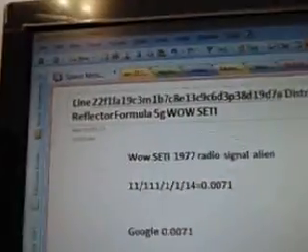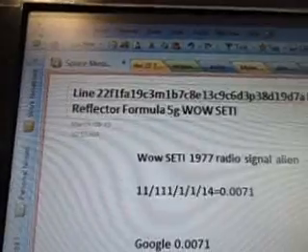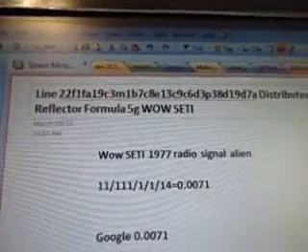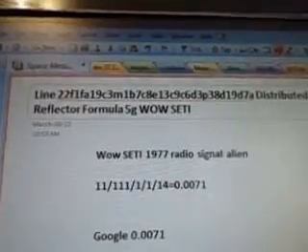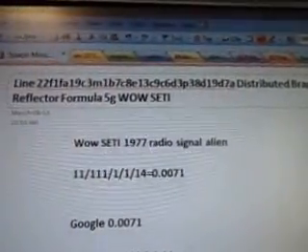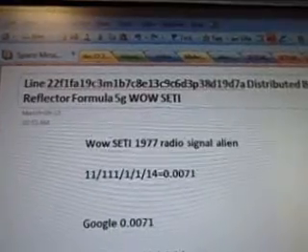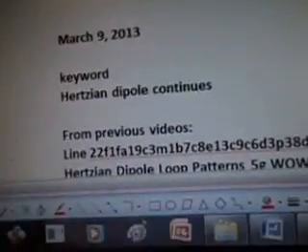2a4c3m1b7c8e13c9c6d3p38d19d7a. Line 22f1fa19c3m1b7c8e13c9c6d3p38d19d7a. These numbers getting longer and longer and longer. Distributed Bragg Reflector formula, 5G Wow Seti. We got another formula. Okay, so there's the alien radio signal.